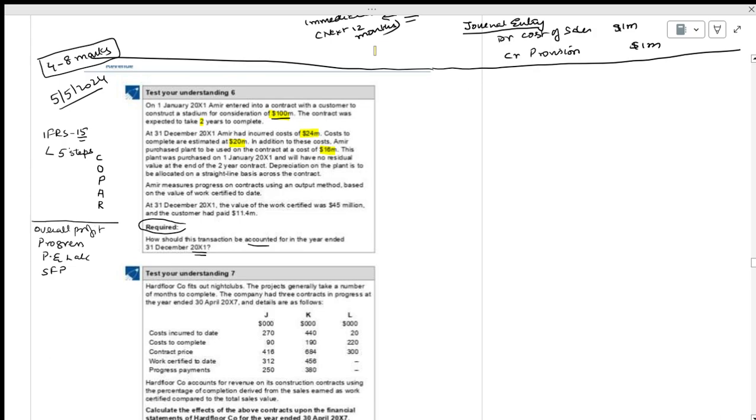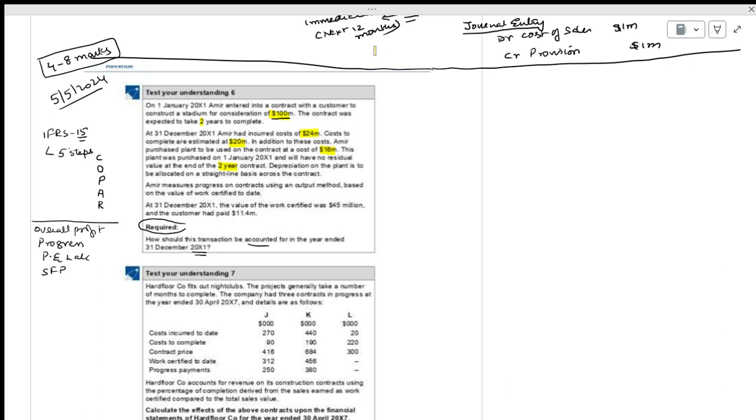The plant was purchased in 2001 and will have no residual value at the end of the 2-year contract, so they are using it for this contract only. Depreciation on the plant is to be allocated on a straight line method, means 16 million divided by 2. Every year 8 million.